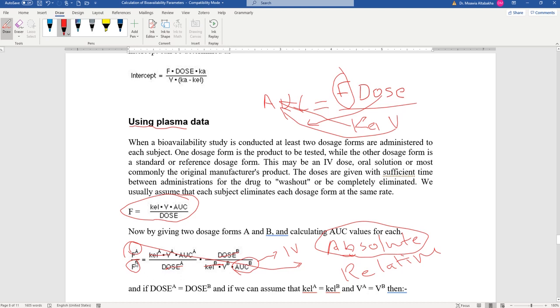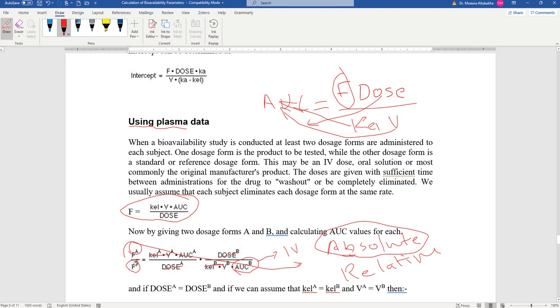So, when my reference, when my FB is actually the drug administered by IV, then this relative bioavailability, which I calculate by dividing AUCA over AUCB, will be referred to as absolute bioavailability.